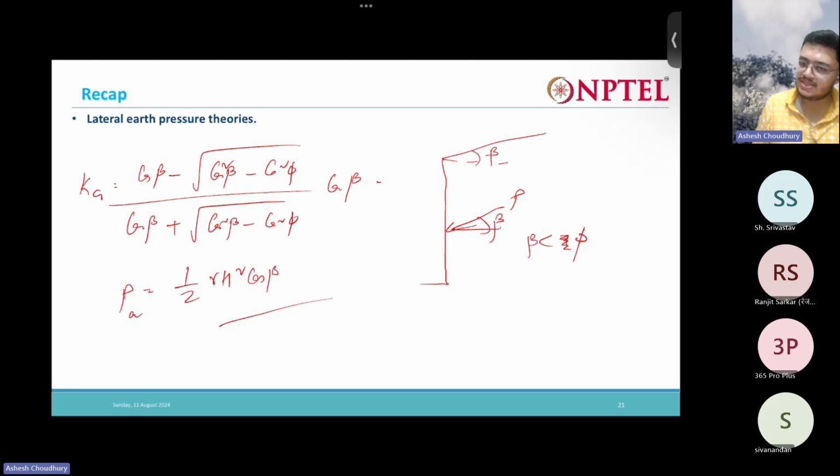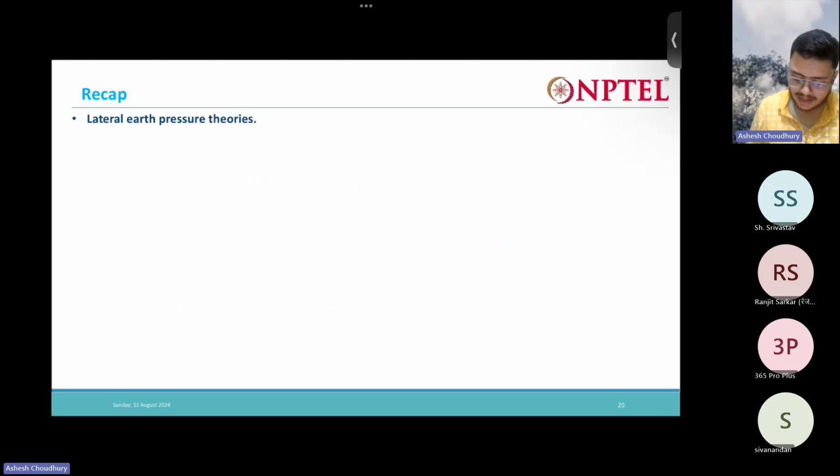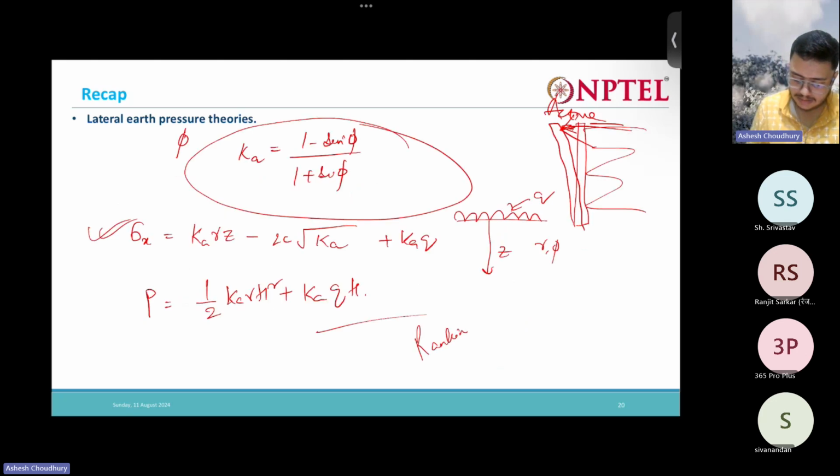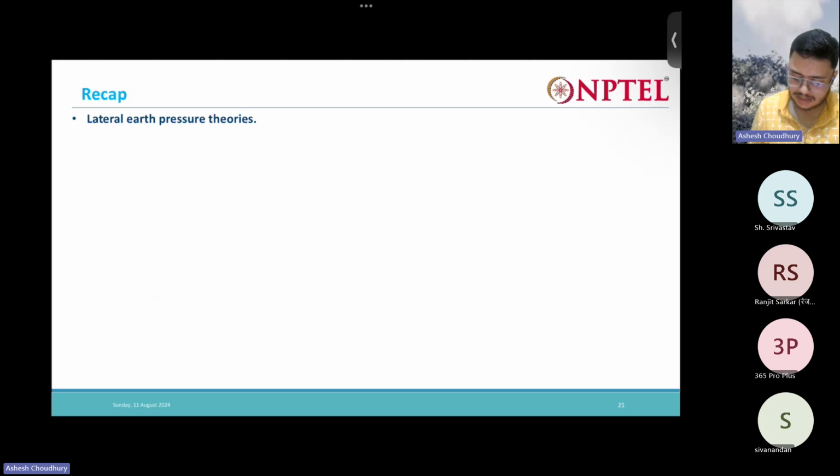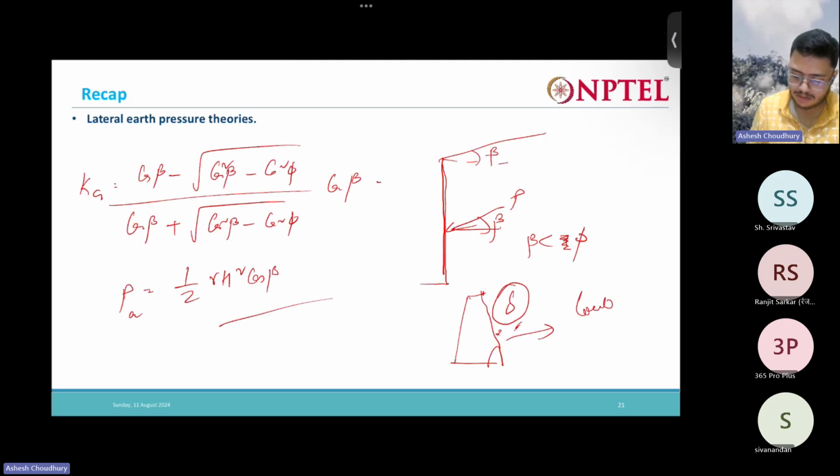Now one more case is if your retaining wall is not straight. It's inclined at some angle, and also you have some friction between the soil and the wall. In that case, you have to use Coulomb's theory. This comes from Rankine's theory, and in this case Coulomb's theory will actually give you the answer. So we are not discussing that again and again.